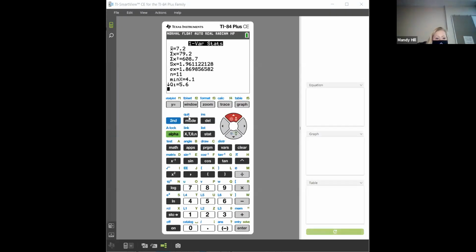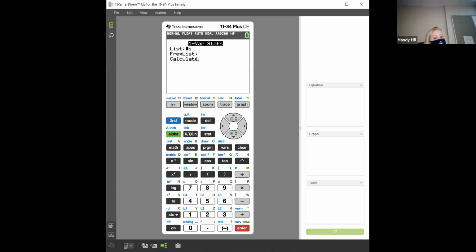To get out of this screen, you would hit second mode, which, if you look above mode, has a quit. We don't need that information anymore. So I hit second mode, and I'm just looking at a blank screen. Now we're going to go to stat again. We do want to calculate the 1 var stat, so we're going to hit enter.